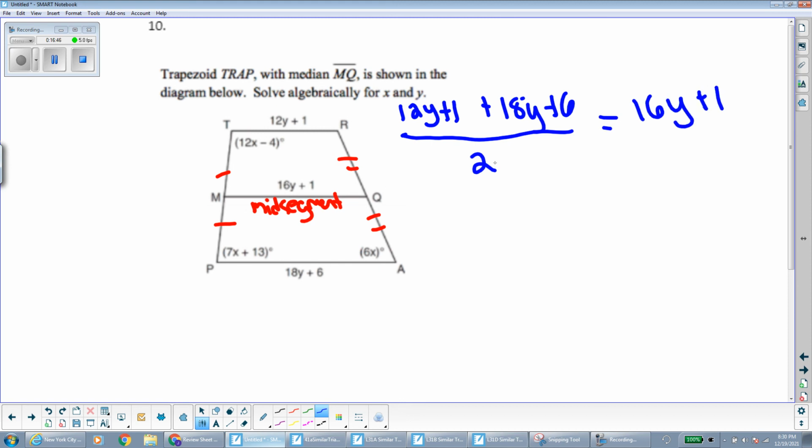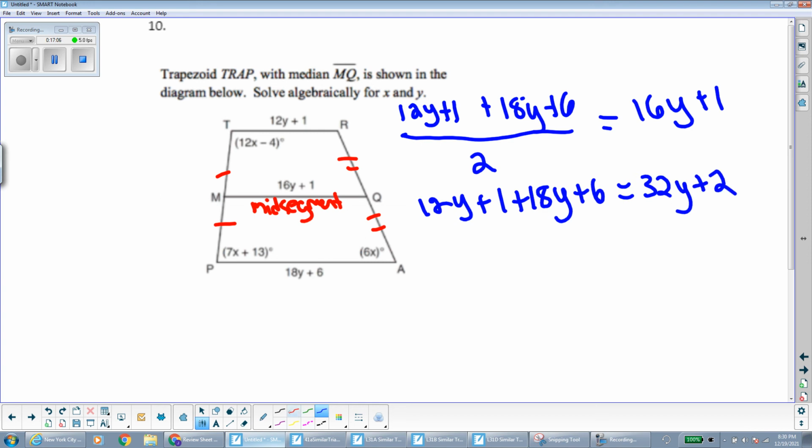So what I'm going to do first is, since the whole thing's divided by 2, I'm going to multiply 2 to the other side. So on the left side, I still have 12y plus 1 plus 18y plus 6 is equal to 16 times 2 is 32y. 1 times 2 is 2. And now I'm going to combine my like terms, and I'm going to solve like a regular equation.